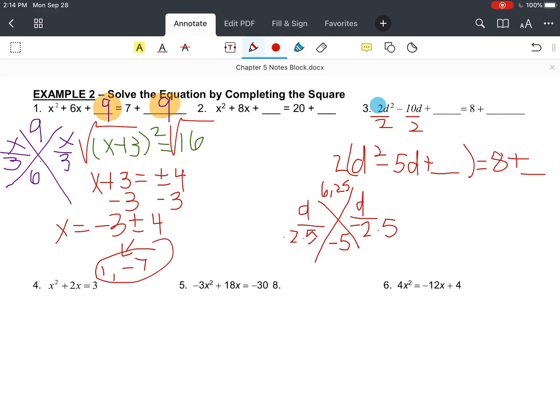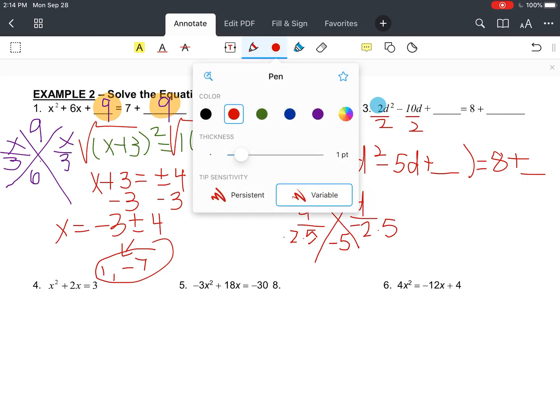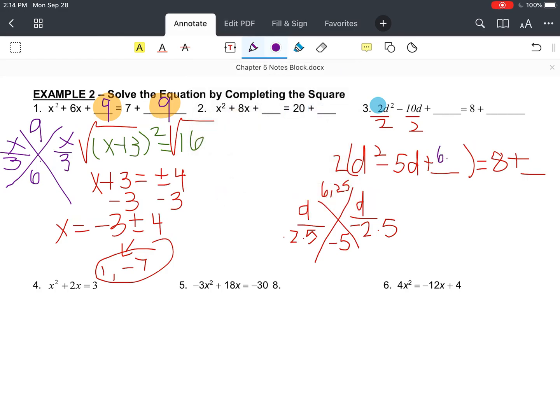So that's my c I have to add to both sides. Now you have to be careful because I'm adding 6.25 here as my c.